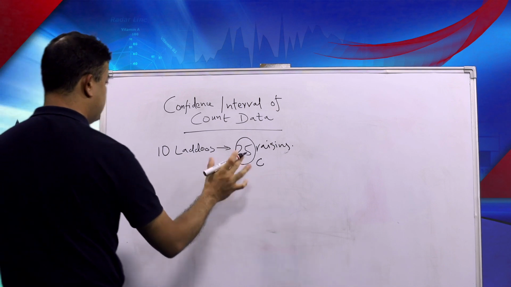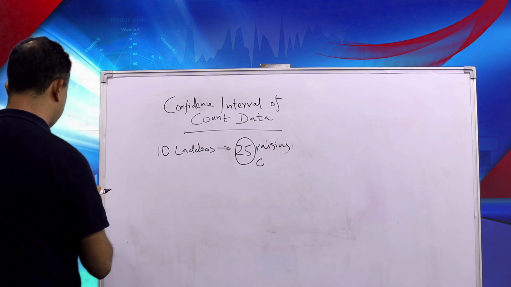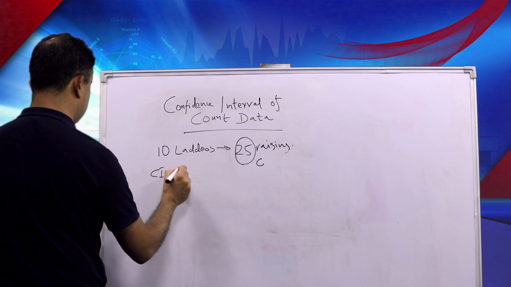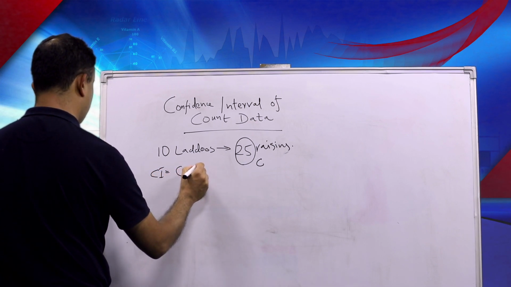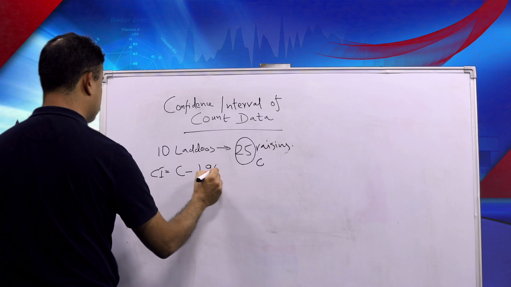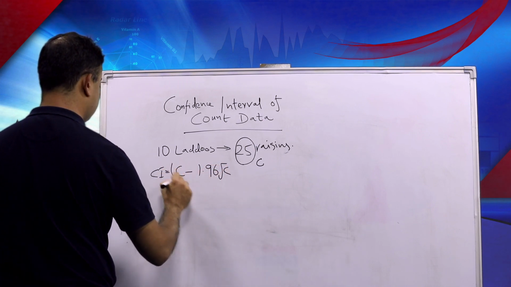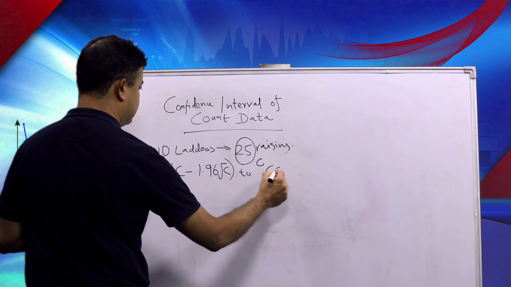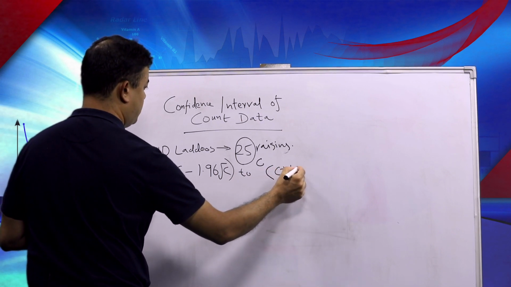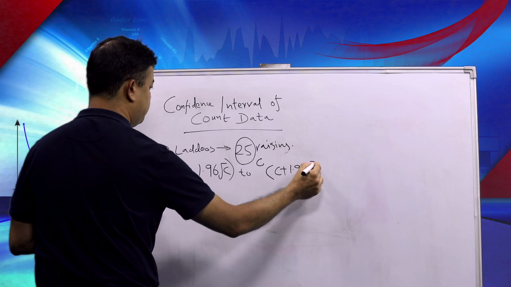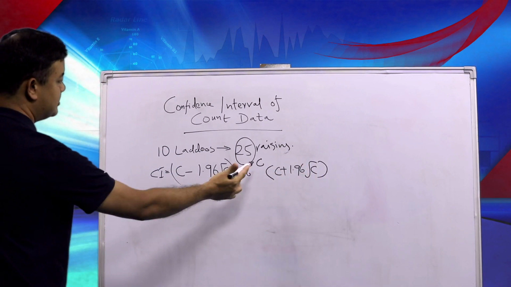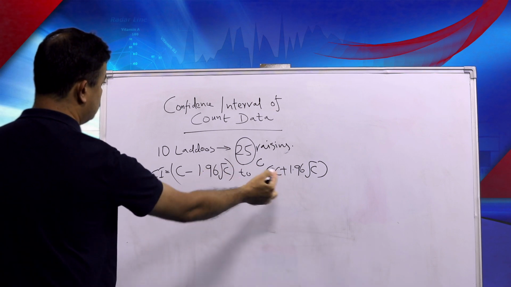So, an approximation if it is 25 and above is that the formula goes like this: CI is equal to C minus 1.96 root C to C plus 1.96 root C. So, all we need to know is this C. So, the C here is 25, just substitute into this formula.